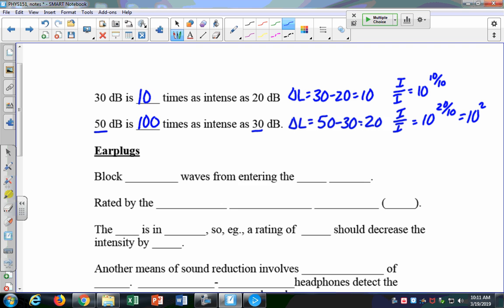Or if I have, say, 50 and 20 here, what would that be? How much more intense would that sound be? 1,000.